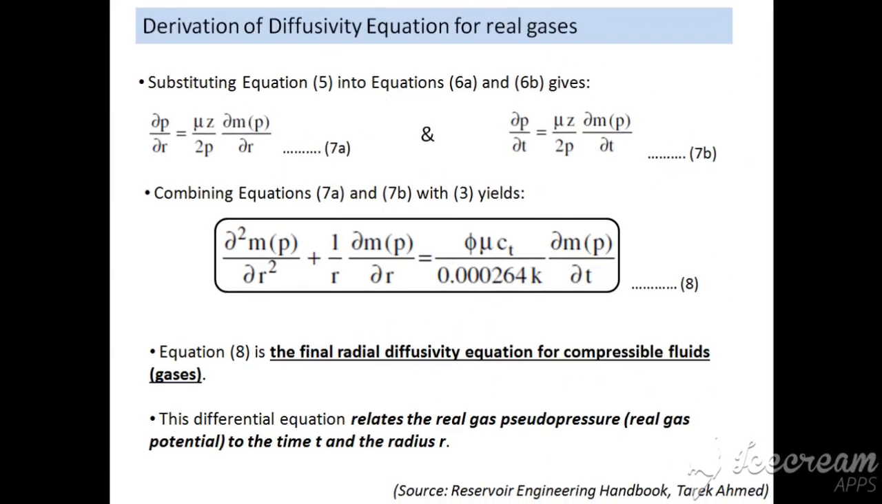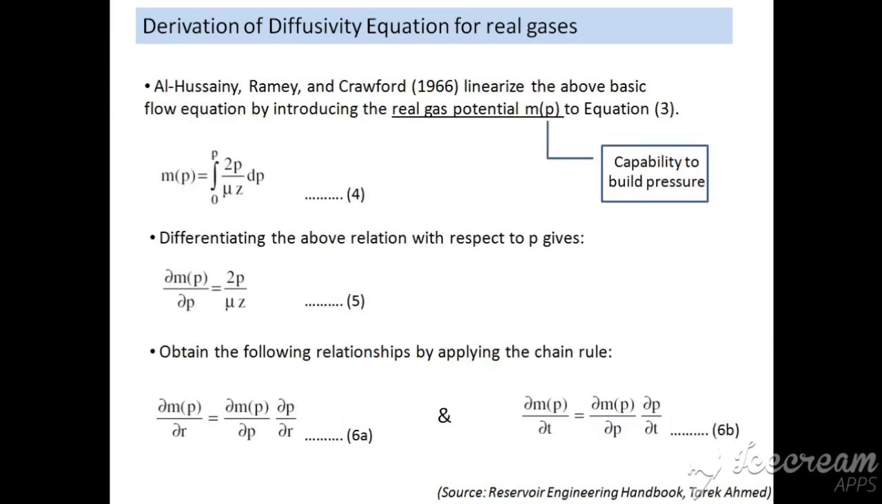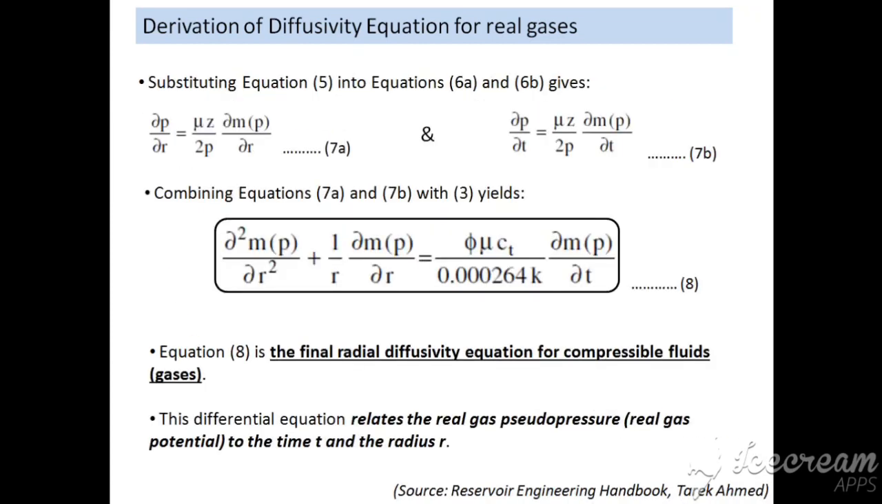So equation 6a, moving ahead, equations 7a and 7b are obtained by placing the equation number 6 in equation number 5. So this is the final equation that we will arrive at, that is the final radial diffusivity equation for the compressible fluid. The difference is only that the pressure terms are replaced by the real gas potential term, that is m(p). The rest of the things are the same as for the liquid.